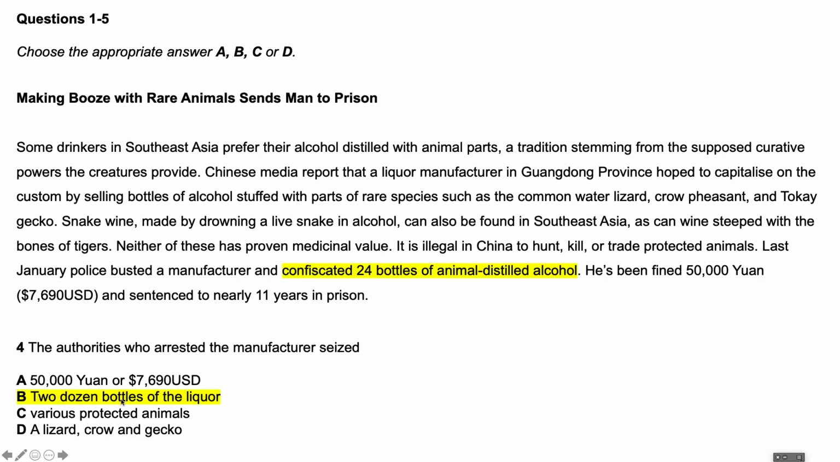Now, if you look quickly, it says 2 dozen bottles of the liquor. Okay, now this is referring back to the specific liquor mentioned, this animal-infused liquor. If it just said 2 dozen bottles of liquor, well, it would potentially be incorrect. The use of this definite article tells us it's referring back to the specific alcohol we've been talking about.